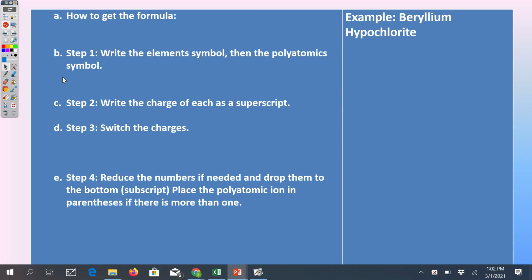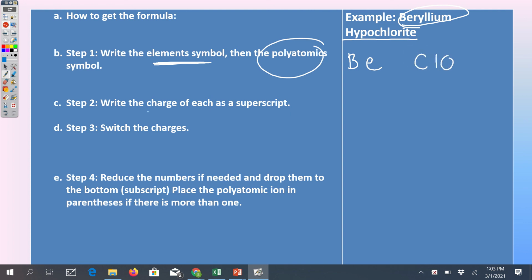All right, so now let's look at the opposite, how to get the formula. We're going to start with step 1, write the symbols. So beryllium is Be, and then our polyatomic, hypochlorite, if you look on your polyatomic ion list, is ClO. Step 2 is the charges.